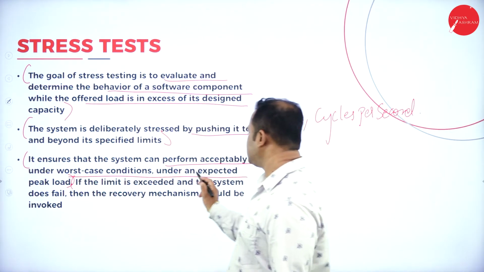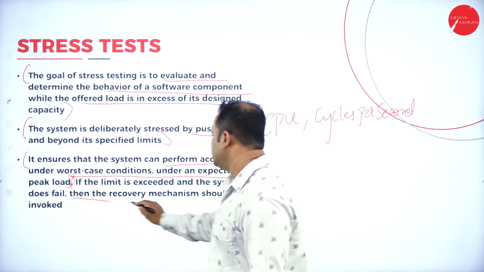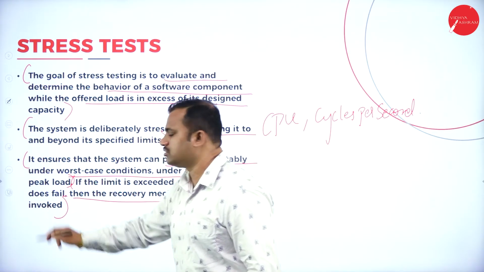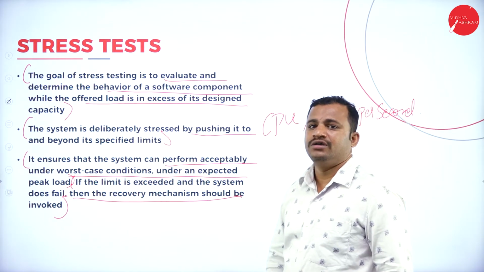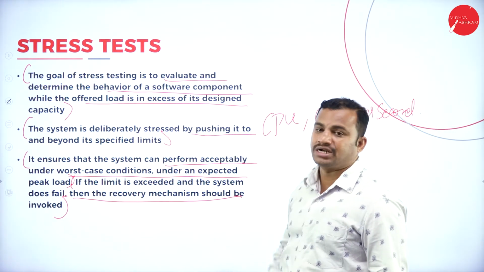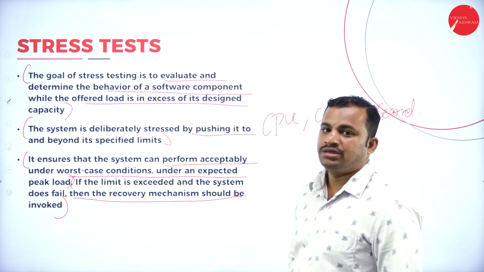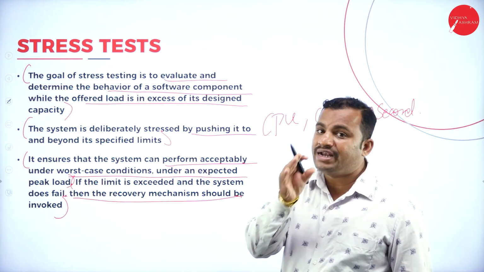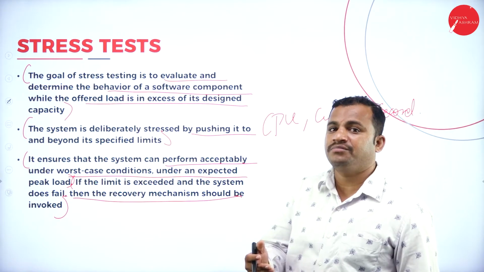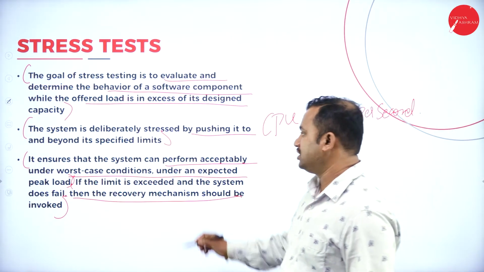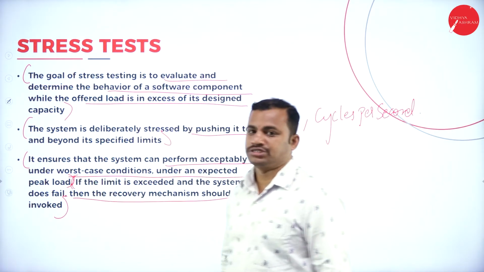If the limit is exceeded and the system does fail, then the recovery mechanism should be invoked. Then automatically it has to recover from the fully loaded state, that is, from the stress conditions. That is called automated recovery tools, used to make the system recover from the stressed condition, that is, from fully loaded conditions.